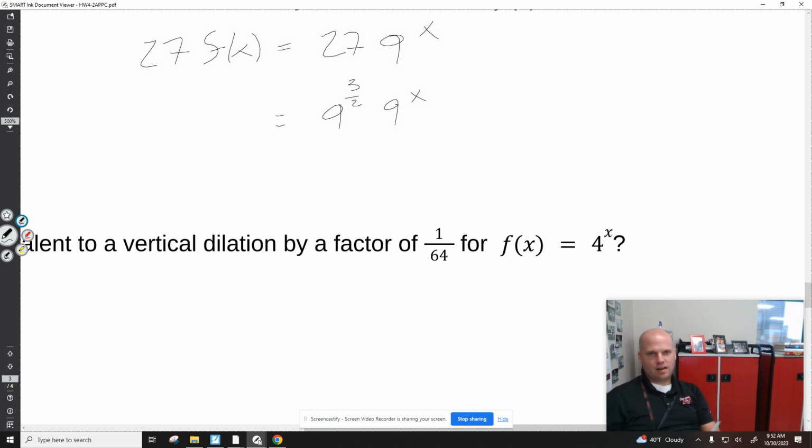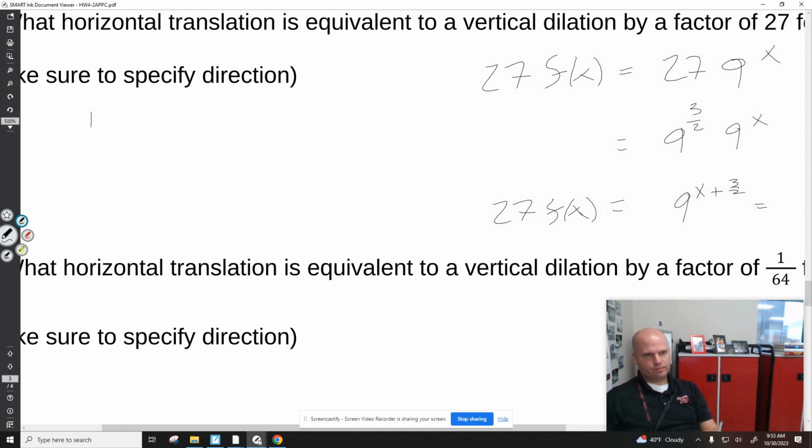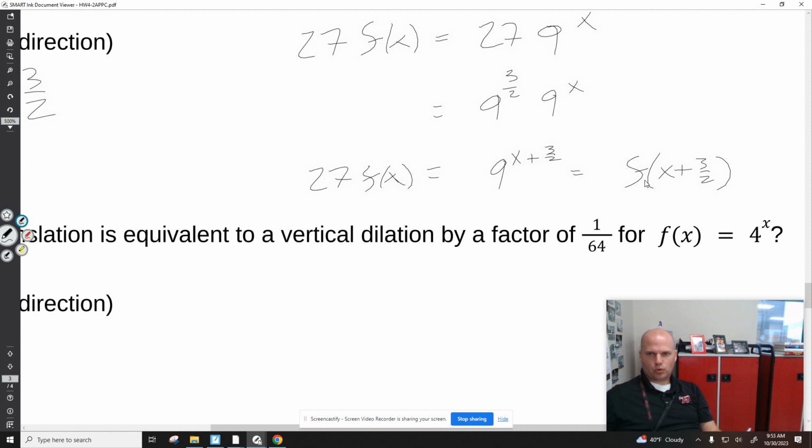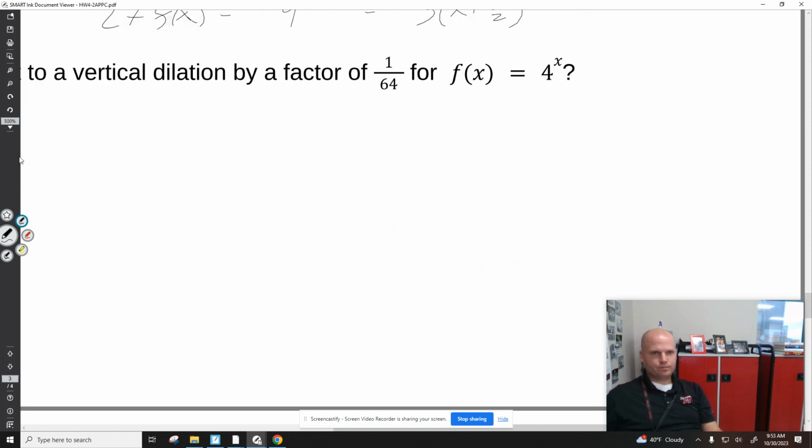How are you going to figure that out? You just got to work with what you know, which means you get 9 to the x plus 3 halves, which means a vertical dilation of 27 is equivalent to a horizontal translation left 3 halves. This is equivalent to this if f of x is 9 to the x. It's all about what you're starting with.